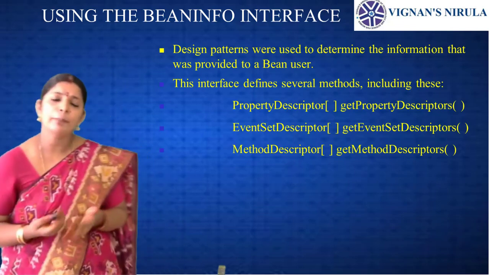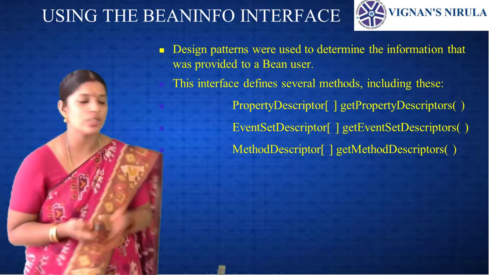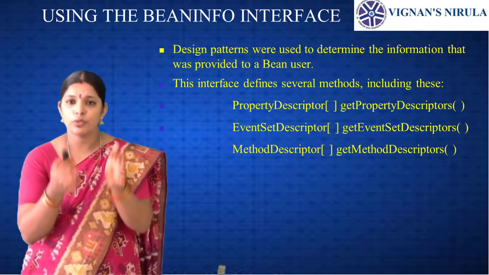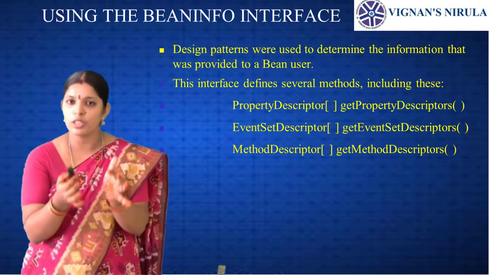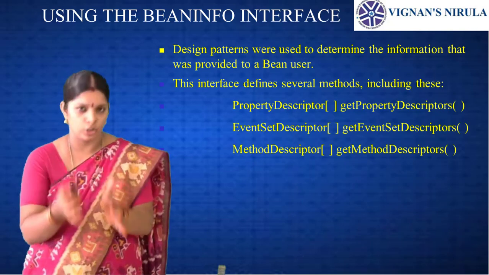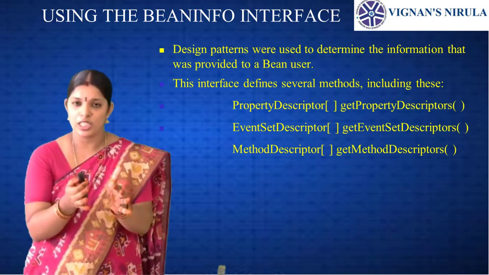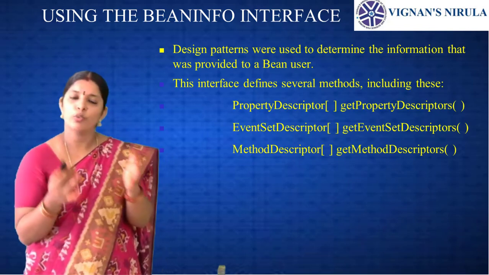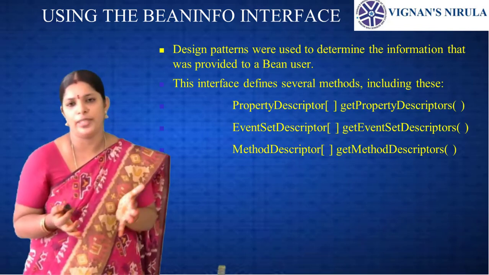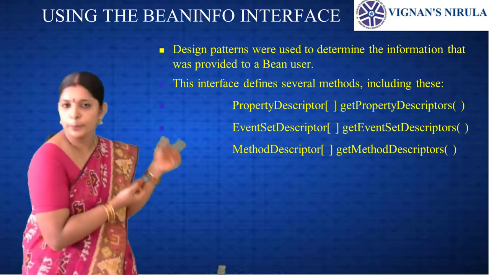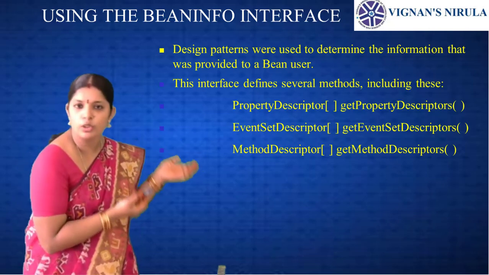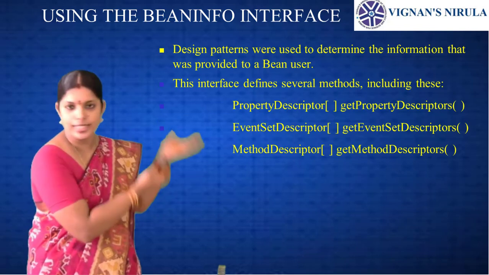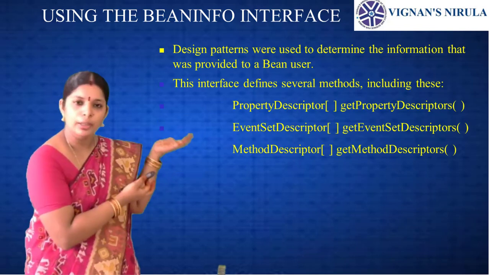A developer can use the BeanInfo interface to control the process. What is controlling the process? We are determining the information that can be provided to the bean user, and this process will be controlled by the BeanInfo interface. We have many methods, but to get the property, the event, and the method, we have the descriptors. So these three methods are used in the BDK.